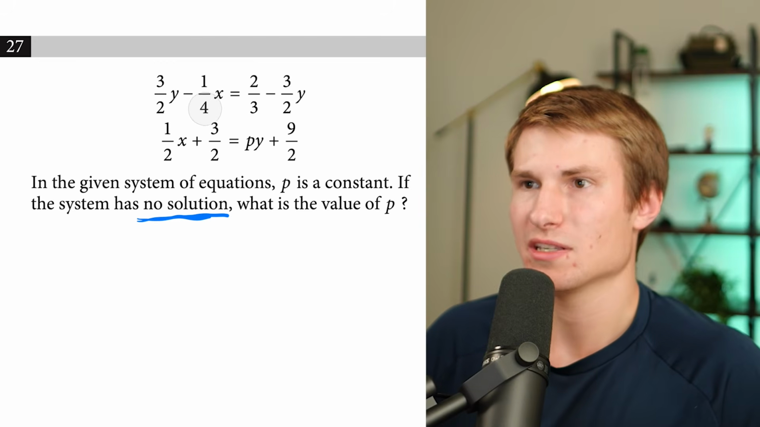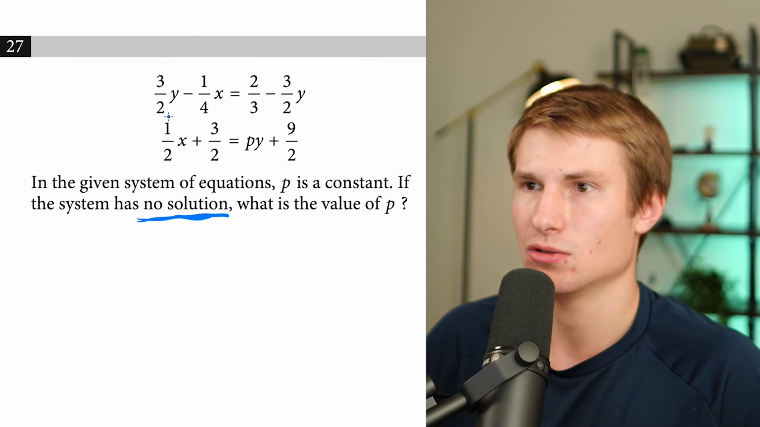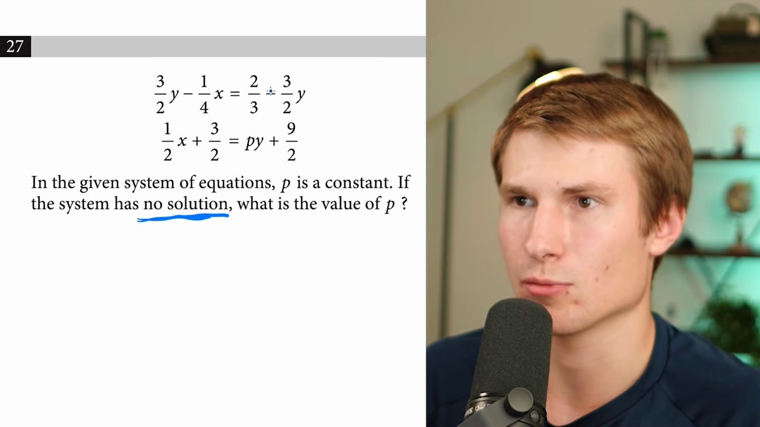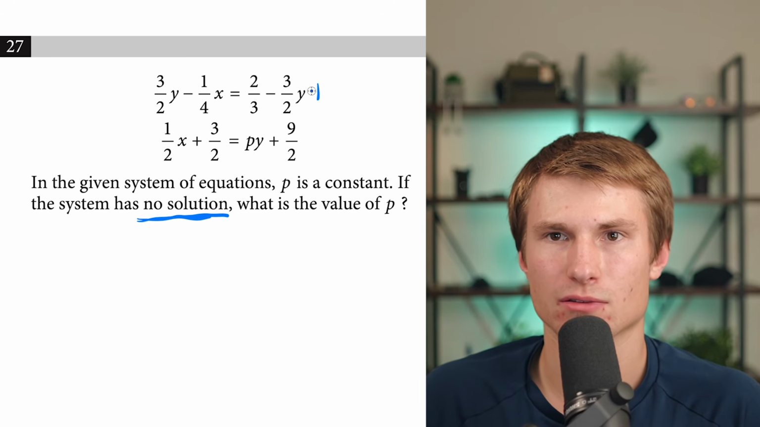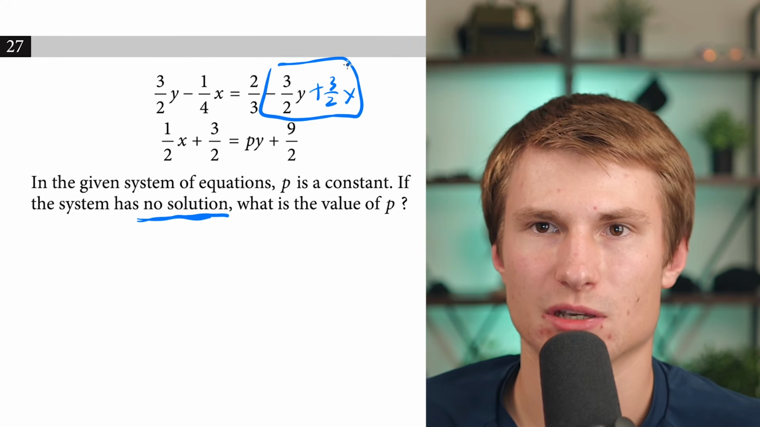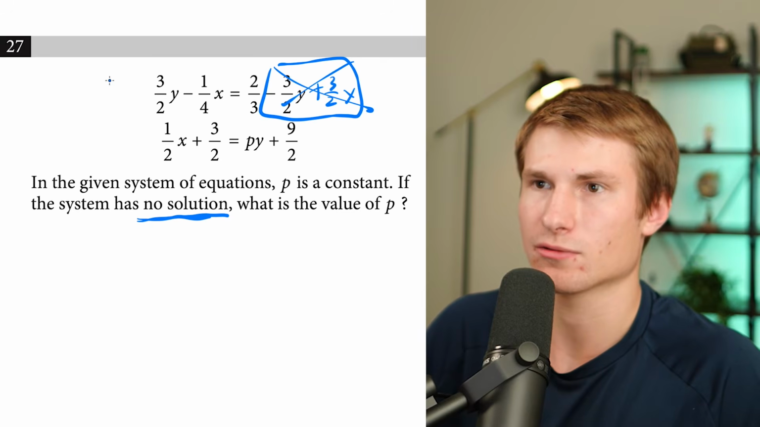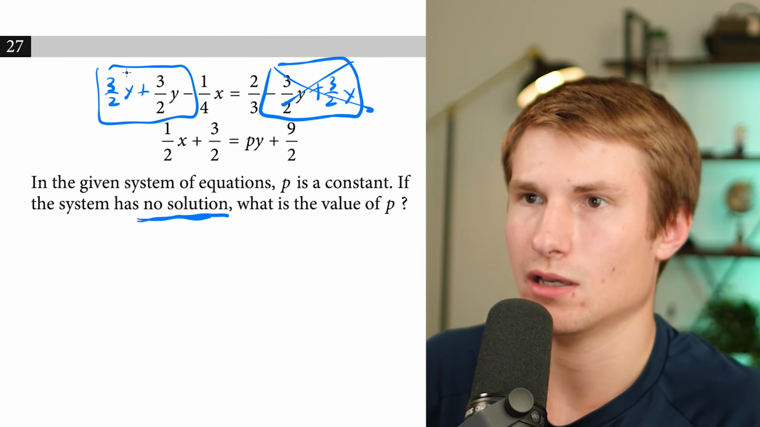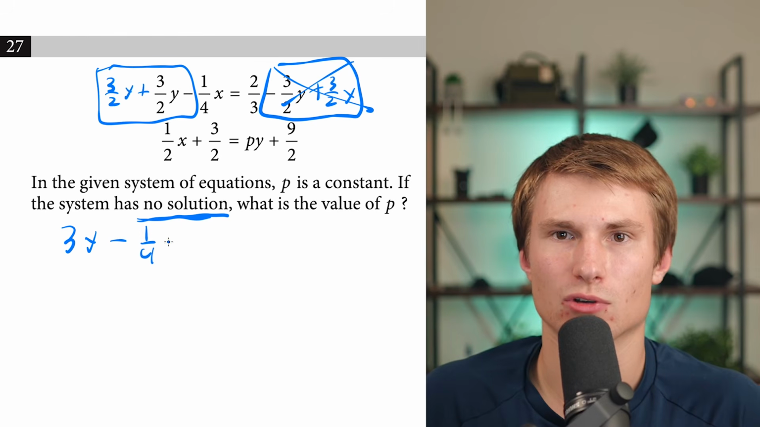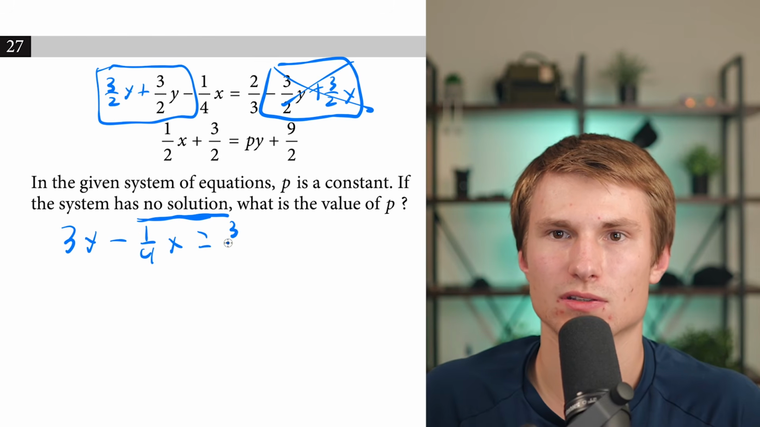So that being said, I'm going to convert these into standard linear form because it looks easier to do that, since this top one is almost in it. So let me go ahead and add 3 over 2y to each side. Now this becomes 0, so that is gone. Add 3 over 2y over here. That's going to give me right here a 3y. So I'll have 3y minus 1/4 x is equal to 2/3.